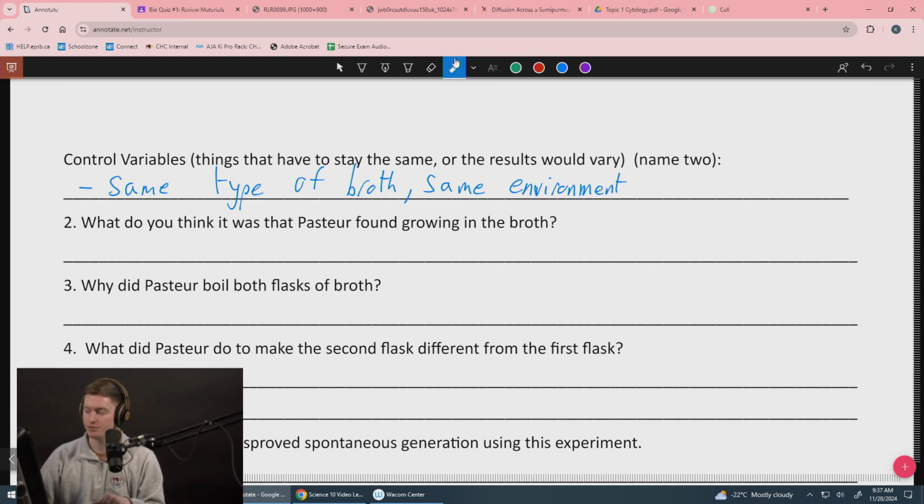What do you think that Pasteur found growing in the broth? I mean, if you leave food in the fridge for too long, or if you leave food on the counter for too long, you might see mold or bacteria. There's a couple things that could be here.